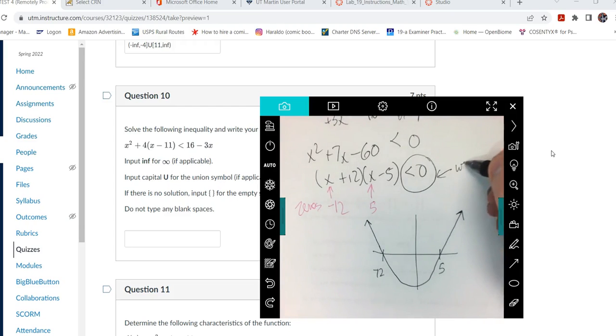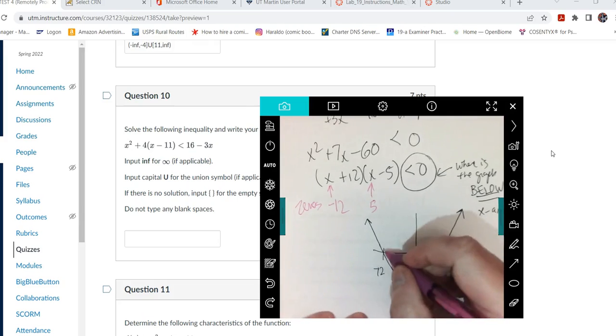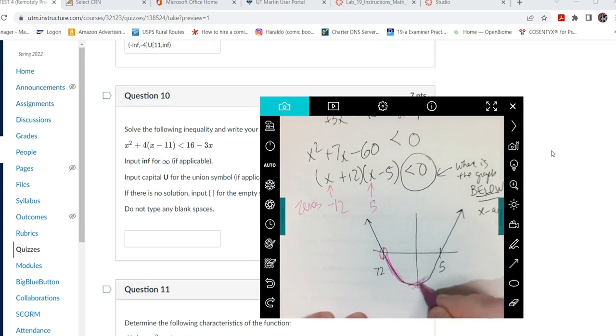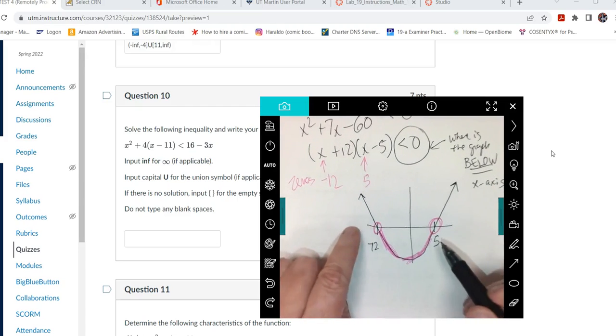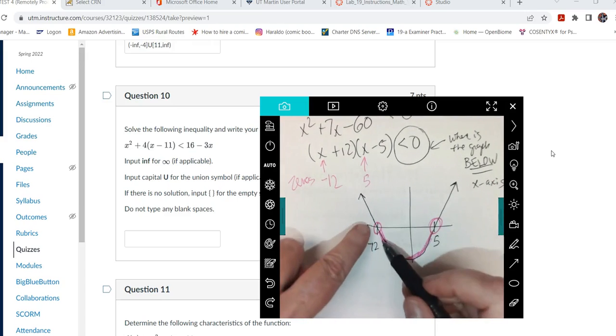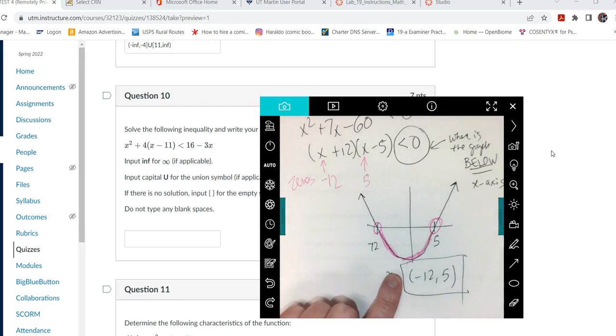Okay. Now, that means where is the graph strictly below? So not on, but where is it below the x-axis? Since it's just strictly less than. So it's below the x-axis here. So I don't include these endpoints. Now, where does this happen? Use the x-axis to describe where this happens. So it's below the x-axis when x is between negative 12 and 5. But we just want the interval, and it's an open interval.